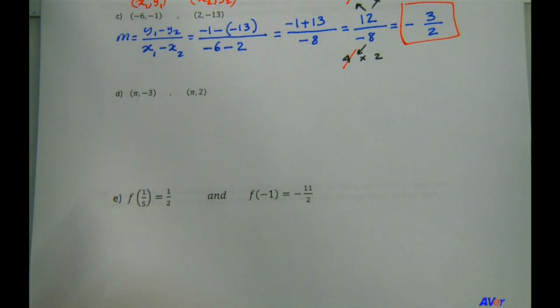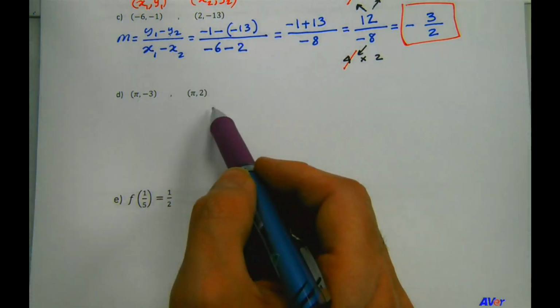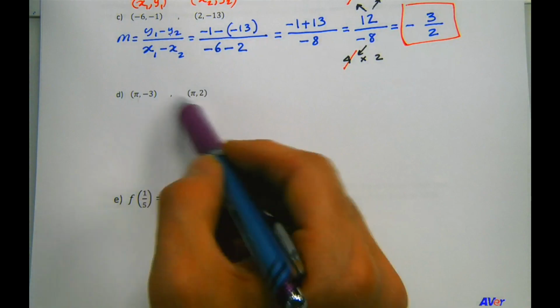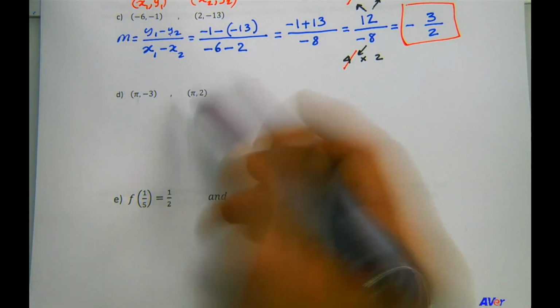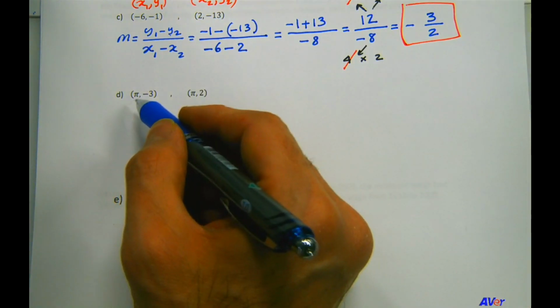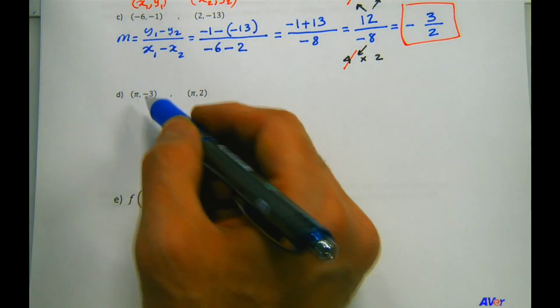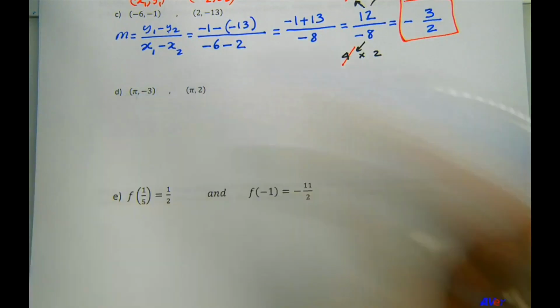This one, pi comma negative 3. Pi is, as you know, an irrational number. Pi equals negative 3. Pi equals 2. Okay, so pi is something you'll see a lot in trigonometry, which is Math 127, but sometimes it pops up in this course as well. But it doesn't matter. It's just like any other point.